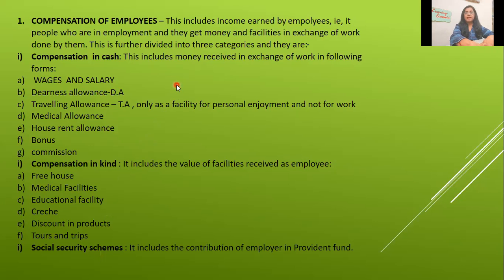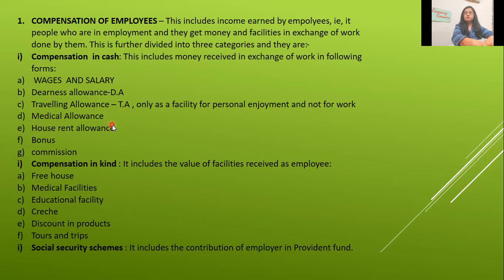Now compensation in cash, everyone knows what it is. Whatever cash we get in exchange of our work, like wages and salary, dearness allowance, and traveling allowance. But you have to remember one thing, that we include only that traveling allowance which we are getting for our personal trips and tours, meaning we are going for personal enjoyment and not for work. For example, if I am working as a marketing person and I am getting traveling allowance, then that will not be included in compensation of employees.